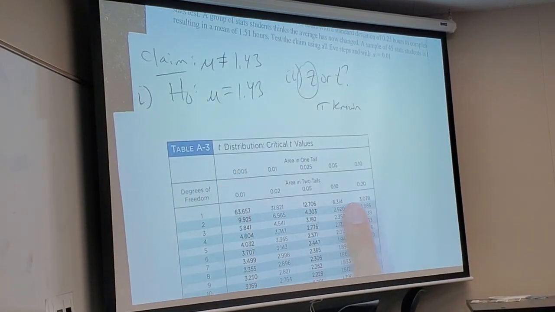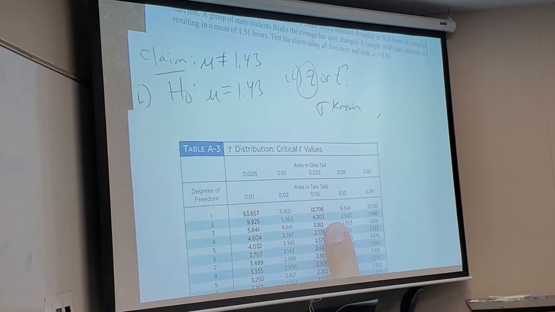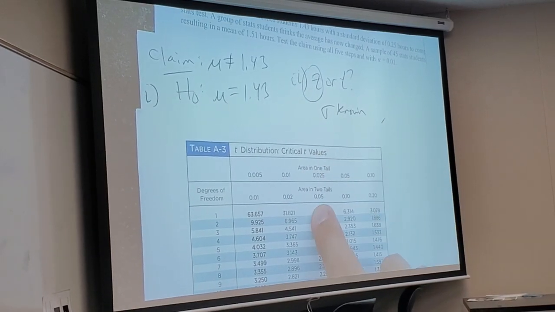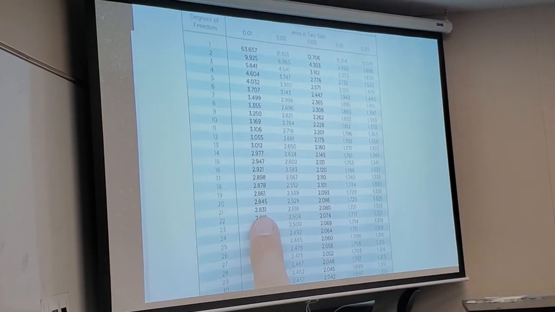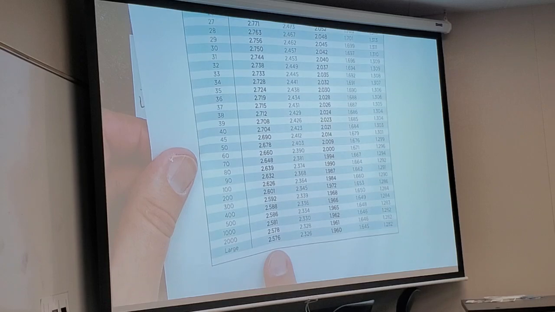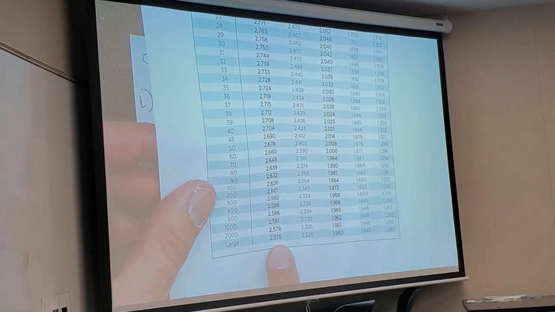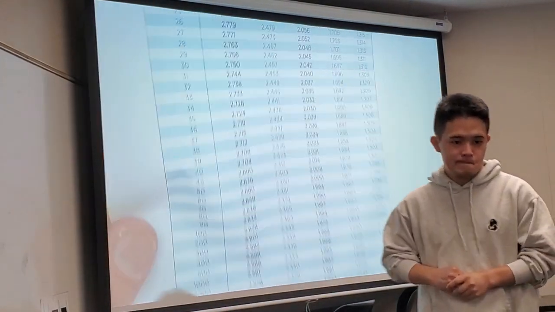And this kicks so much ass because this is set up perfectly for hypothesis tests. There's a one-tail test, there's a two-tail test. That kicks ass. So I have a two-tail, 0.01. If I stop, I get a t-score. If I go all the way to the bottom, I get a z-score. So 2.576, right?